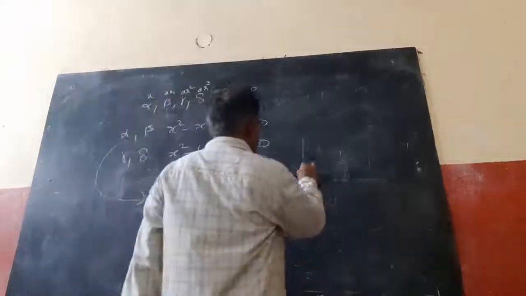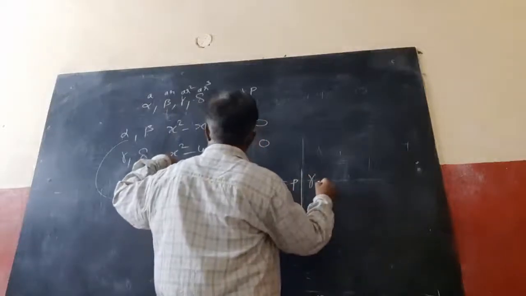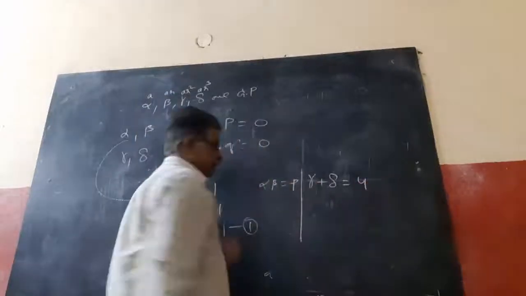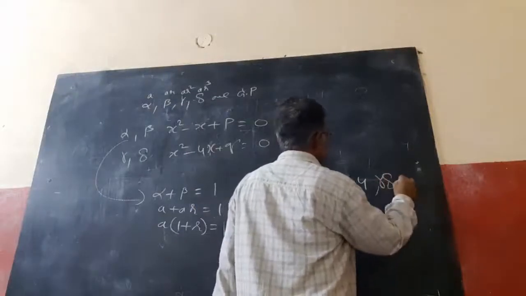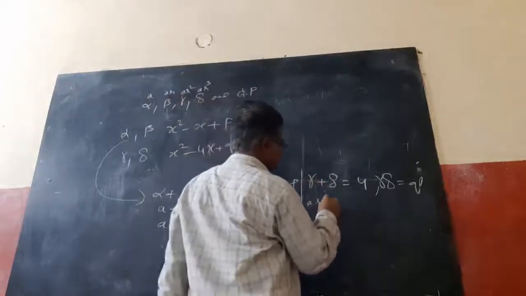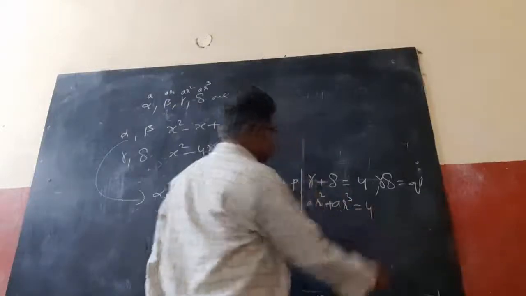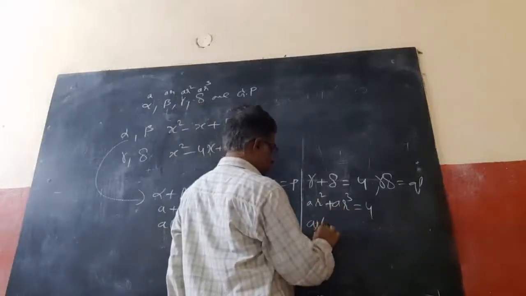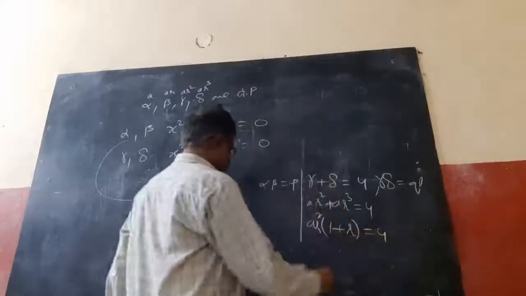Next, coming to the second equation, gamma, delta are the roots of this equation. Gamma plus delta, sum of the roots equal to minus b by a, that is minus of minus 4 by 1, 4, and product of the roots gamma delta equal to q. Keep it aside. Now gamma is AR square plus delta is AR cube equal to 4. Now I can take A common from these two, and R square also common, becomes A R square into (1 plus R) equal to 4. Now this is equation 2.